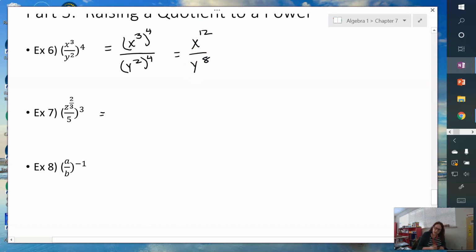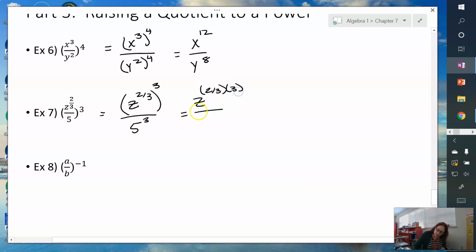Example 7 is interesting. I have z to the 2/3 over 5. And I'm just going to raise that to the 3rd. So then I'm raising my numerator and my denominator to the 3rd power. Check it out in my numerator. When I take 2/3 and I multiply that by 3, so z to the 2/3 times 3, that fraction is going to go away. So 2/3 times 3 is z to the 2, and then we still have our 5 cubed, and I get z squared over 125.